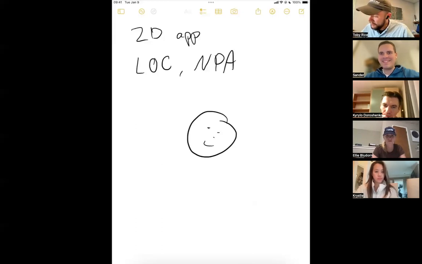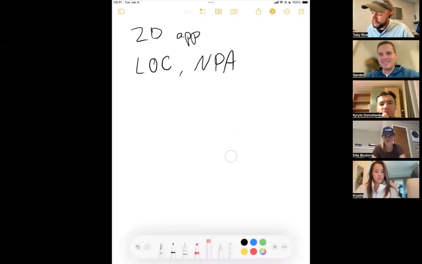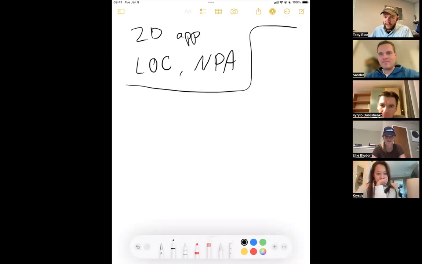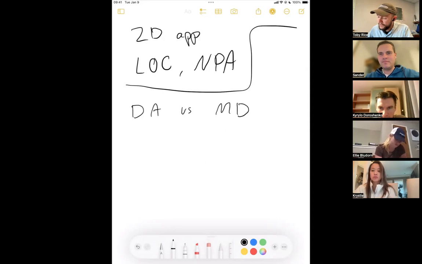I'm going to erase that. And let's talk about a couple important points when it comes to flying a localizer approach or a non-precision approach. One of the biggest things that I find people tend to struggle with is the difference between the DA versus an MDA. This is a common area of struggle. So let's first define this. DA stands for decision altitude.